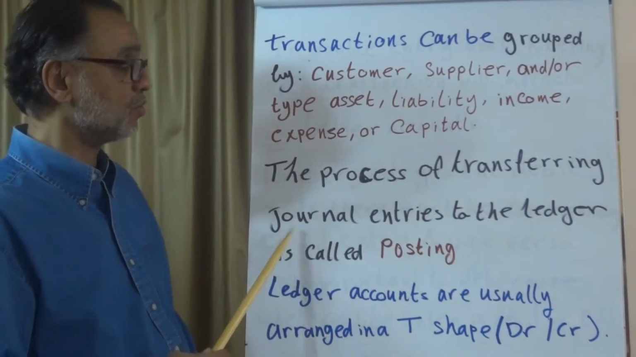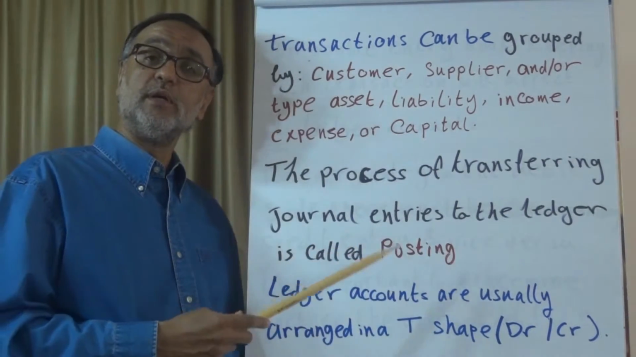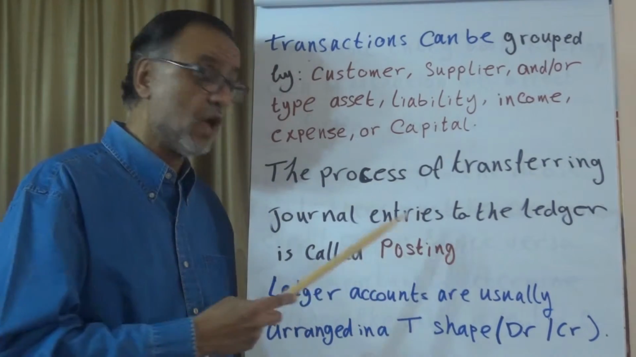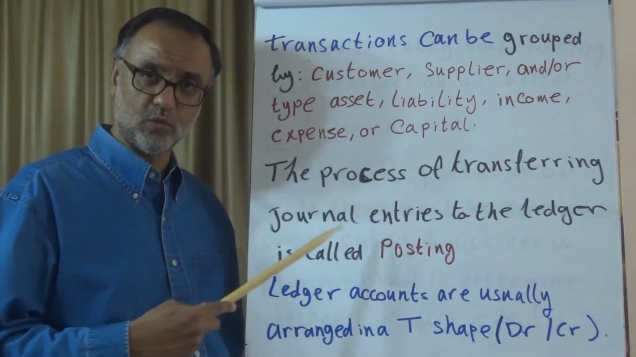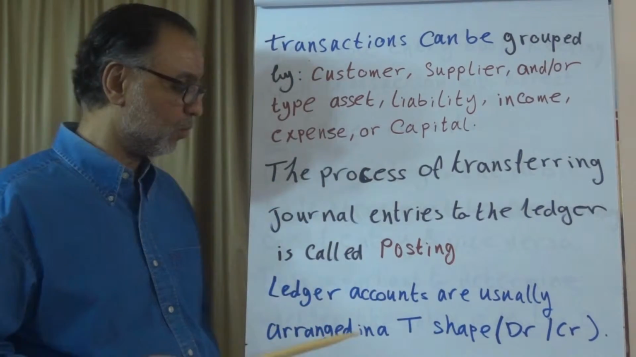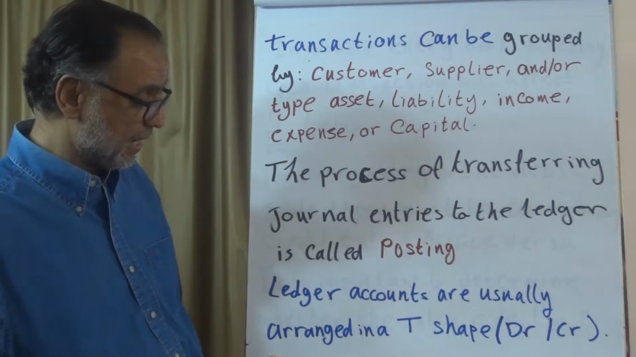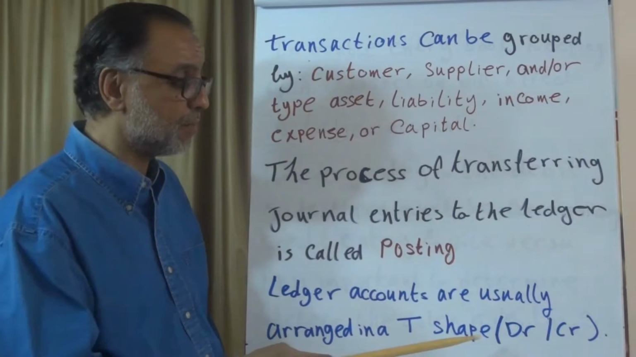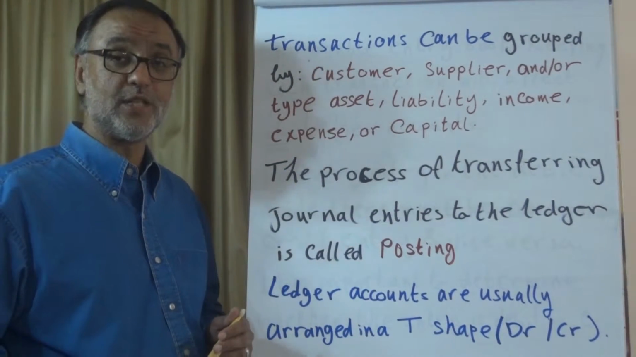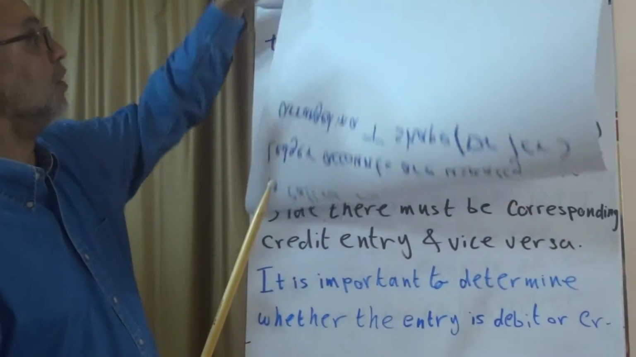The process of transferring journal entries to the ledger is called posting. When we transfer any entry from the journal to the ledger, it's posting. We have talked about this, but it wasn't explained as specifically as we are doing now. Ledger accounts are usually arranged in a T-shaped account to differentiate between the debit and credit. We will see also a different shape, but later in this session.